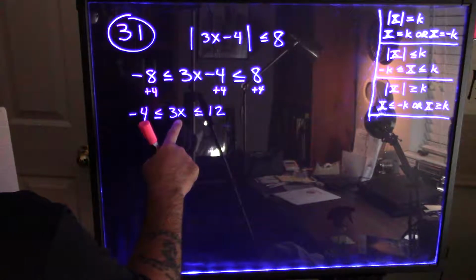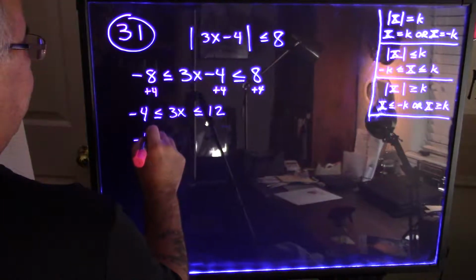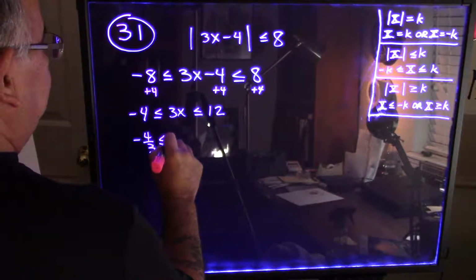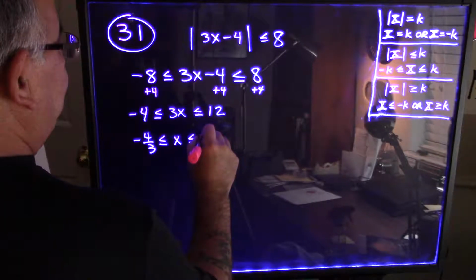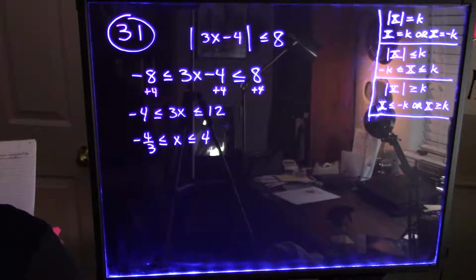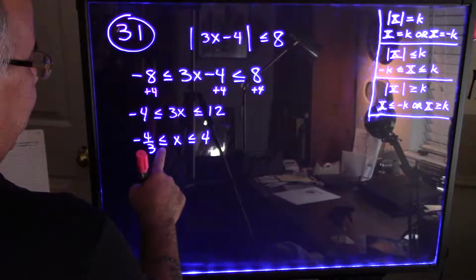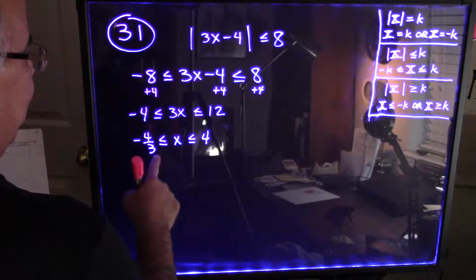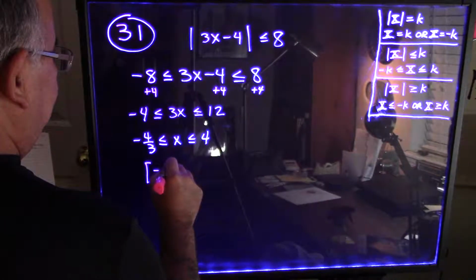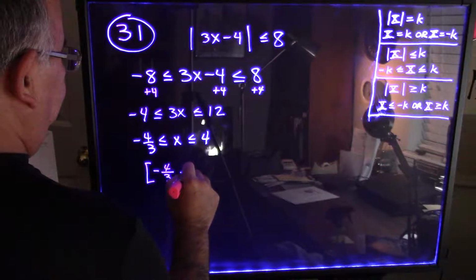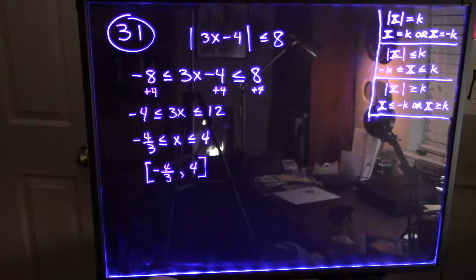Now you divide everything by 3 to isolate the x. So negative 4 divided by 3 is negative 4/3. Less than or equal to 3x divided by 3 is just x. Less than or equal to 12 divided by 3 is 4. So that's basically it. Now all we have to do is write it as an interval. So we're using less than or equal to, so we're including these as endpoints in our interval. So it's a closed interval, and x is between negative 4/3 and 4 inclusive. And there's the answer.